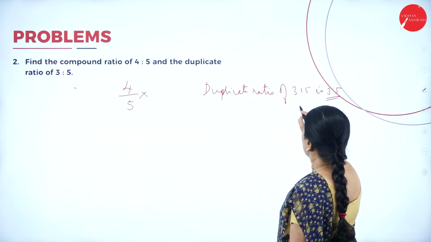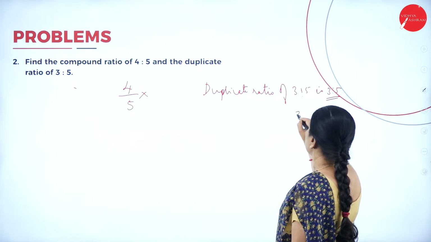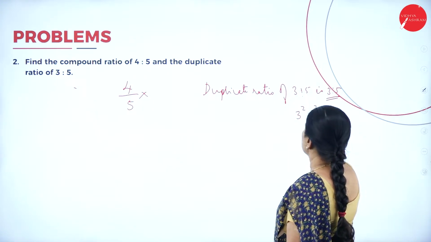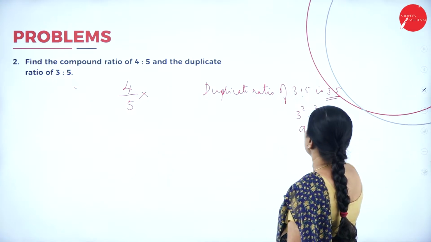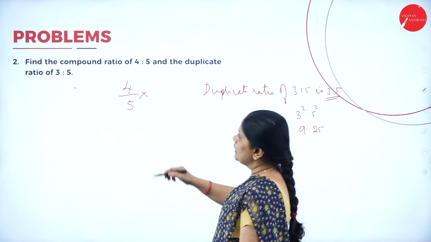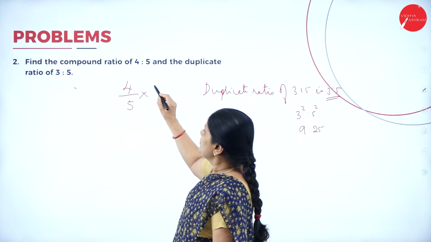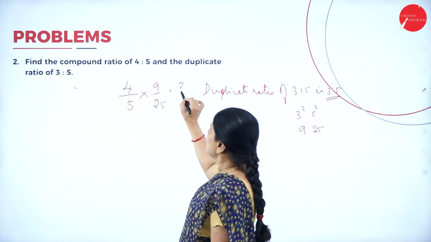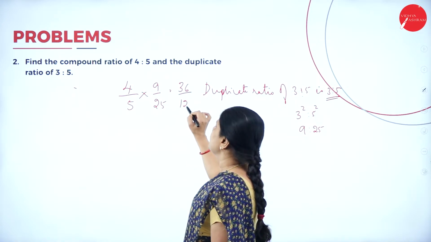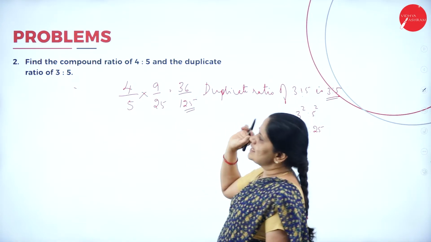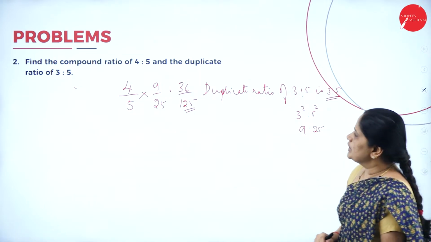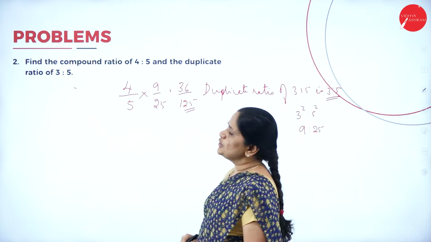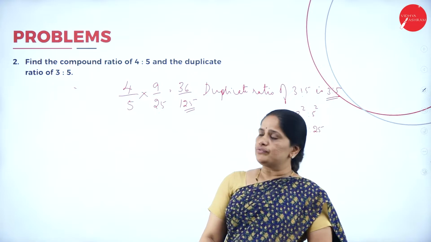So, when I write the duplicate, it becomes 3 square is to 5 square, that is 9:25. Now, I have to compound this. 4/5 into 9/25. 4 9s are 36, divided by 125 is the answer. So, find the compound ratio of 4:5 and the duplicate ratio of 3:5.